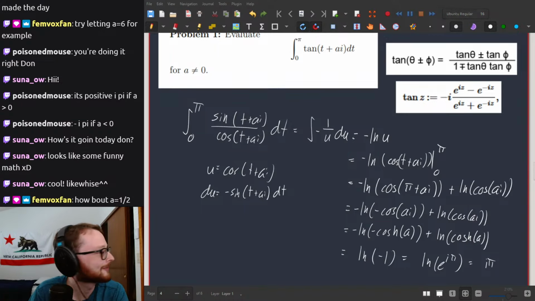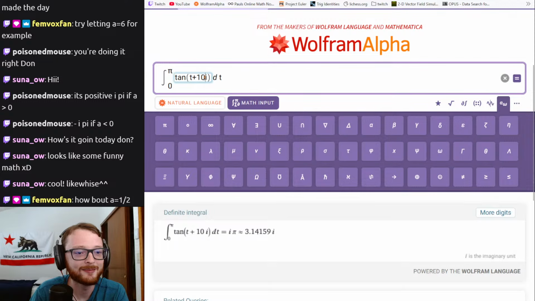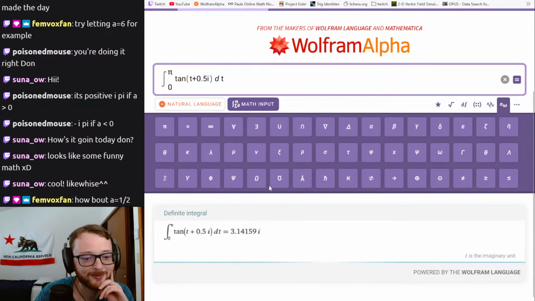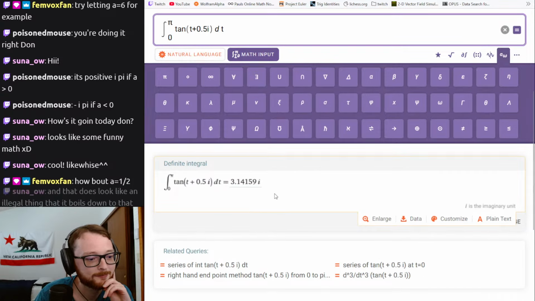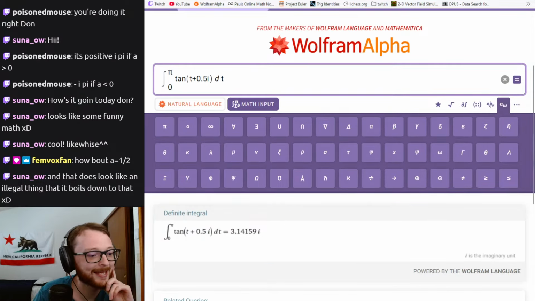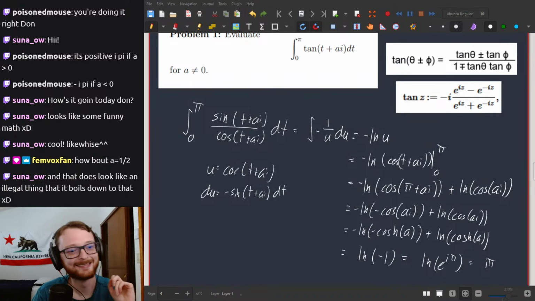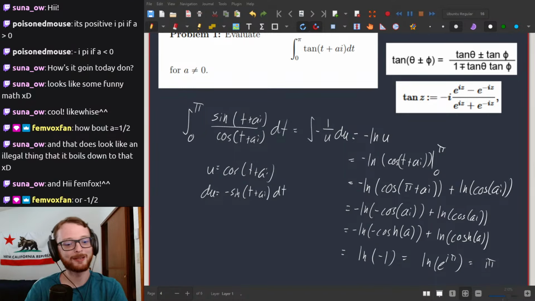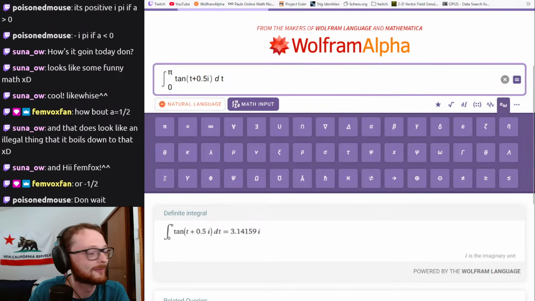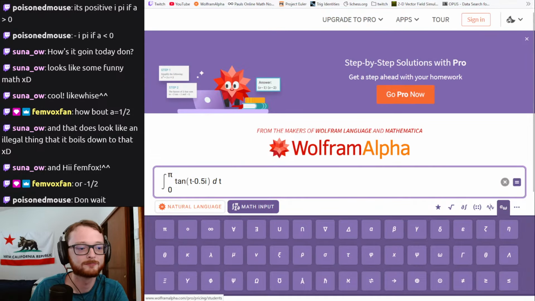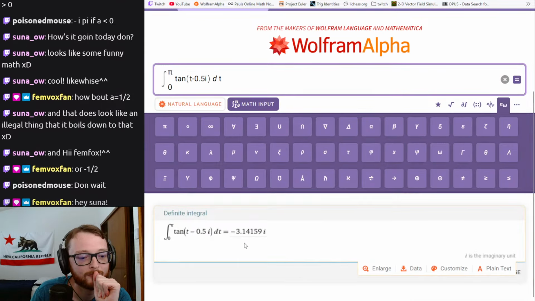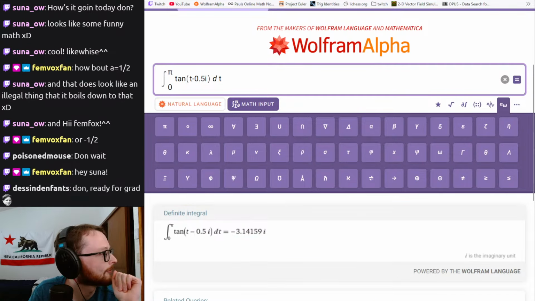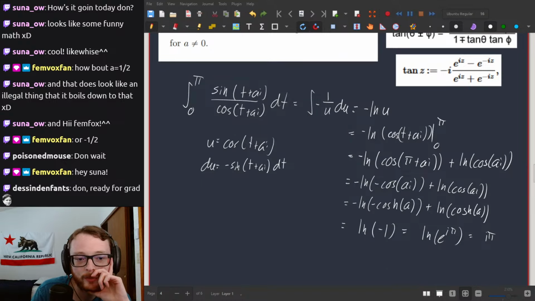A is 1/2. Let's try it. Nice, nice. i pi. Yeah, we try a negative. It's a good idea. That gets a negative there. So we have to worry about the sign of A in one of these steps. Which step would that have been in?